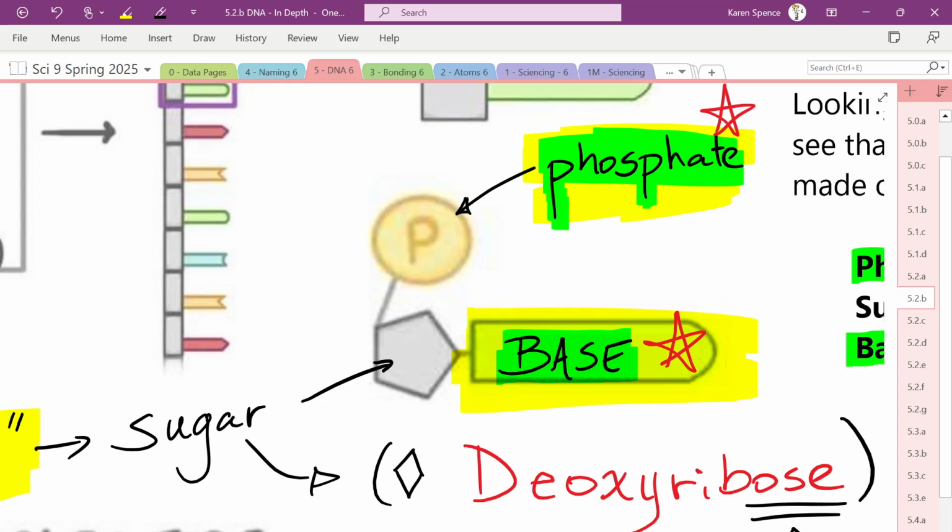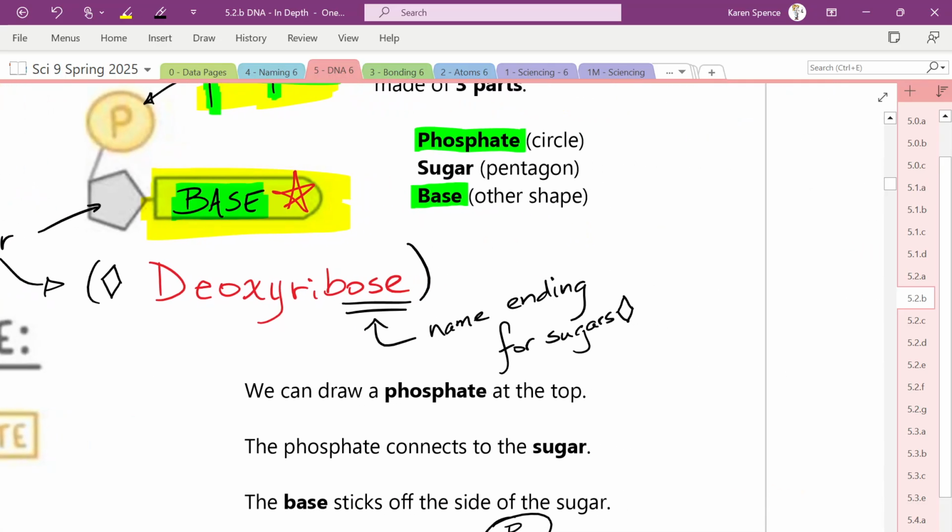Do you guys know the name of table sugar? It starts with su. Sucrose. Has anyone heard of sucrose? Anyone heard of glucose? Lactose? Okay. All of those are sugars. What do their names all have in common? Ose. So if you hear the ending ose, oh, there we go. Ose is the name ending for sugars. And again, that is an enriched sort of a thing. So if you don't care, you don't have to write that down. Okay?